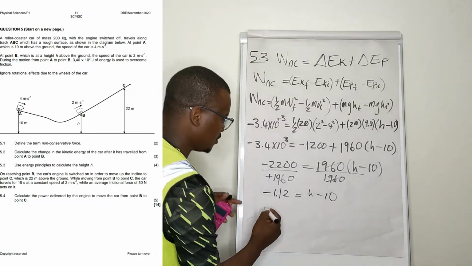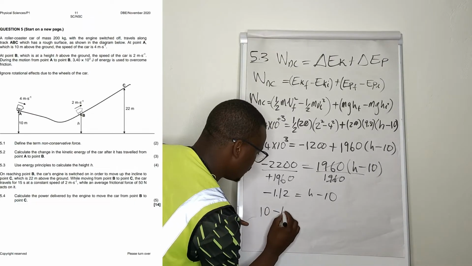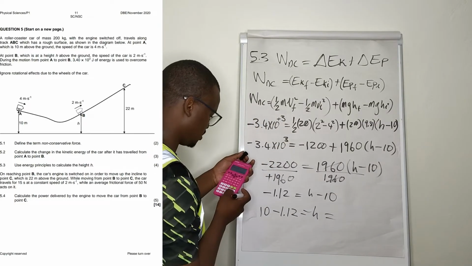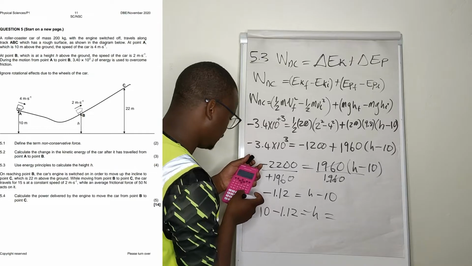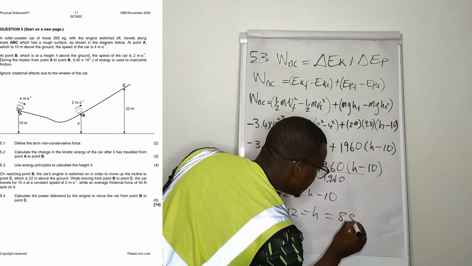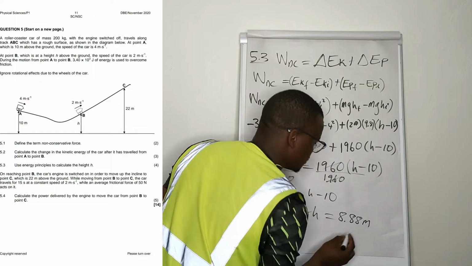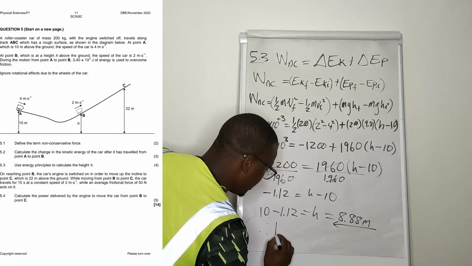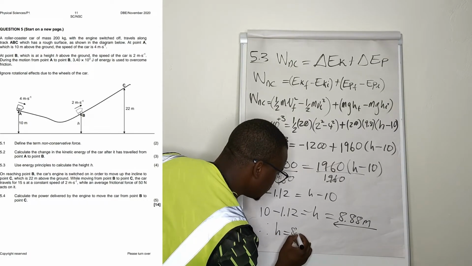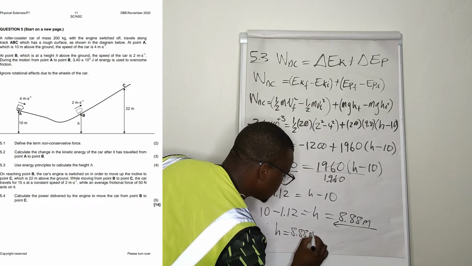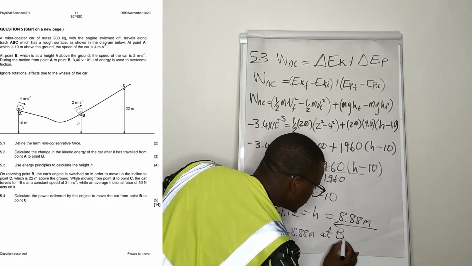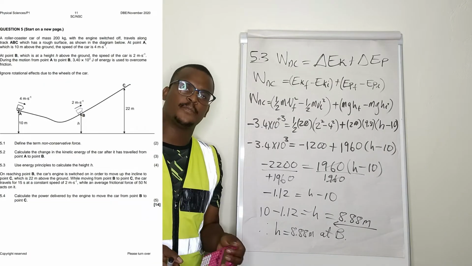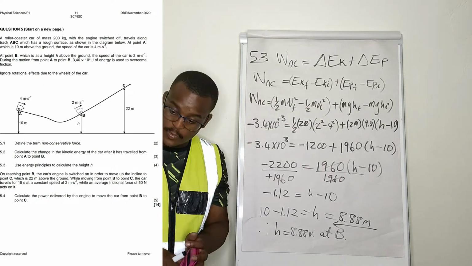Then you transpose the 10. So you have 10 minus 1.12 is equal to h. And your h is equal to, just punch this in your calculator, which is 8.88 meters. So that is your height at B. Therefore, h is equal to 8.88 meters at B. That's it. Then you move to the next question.